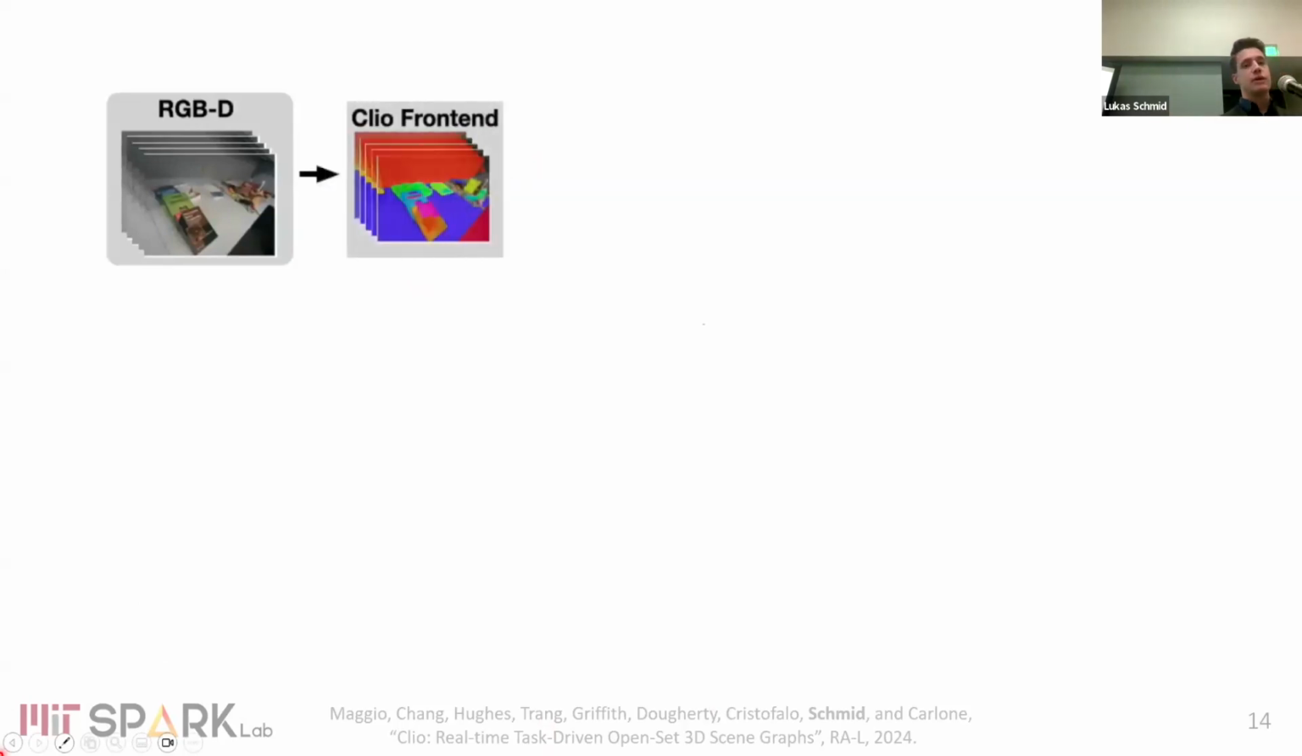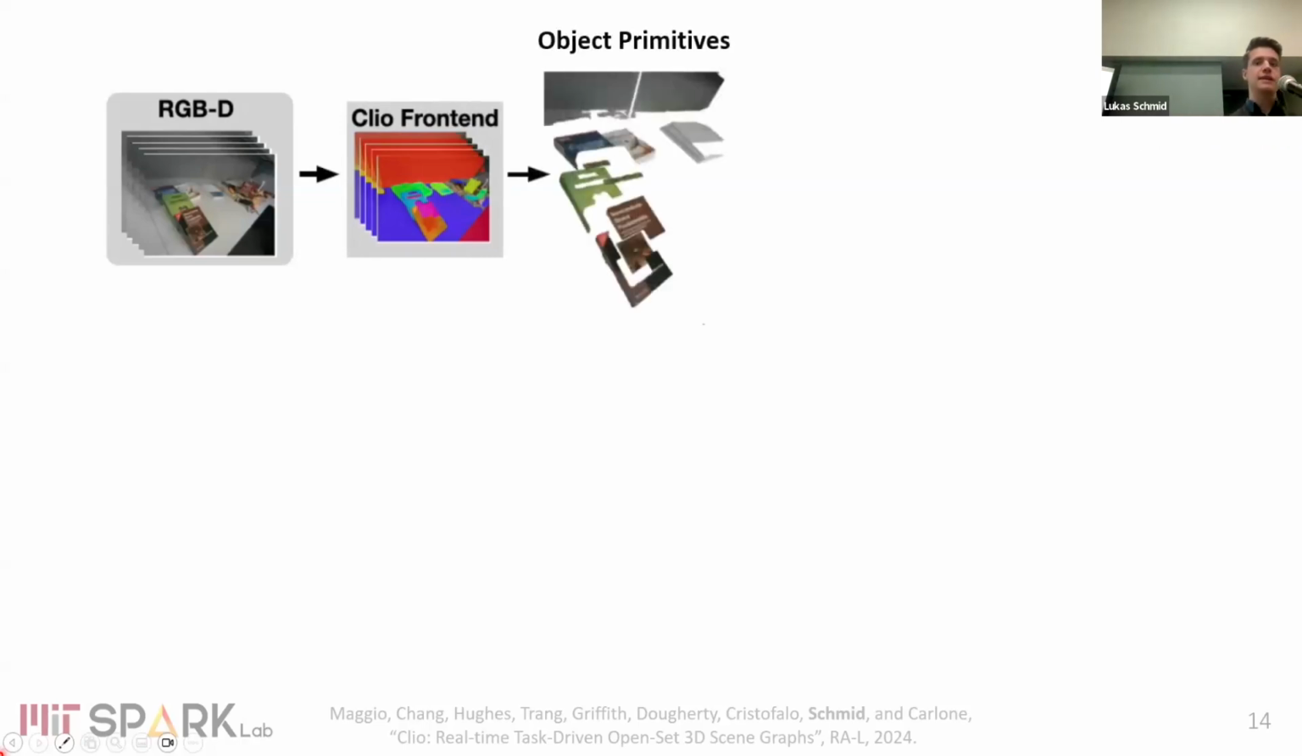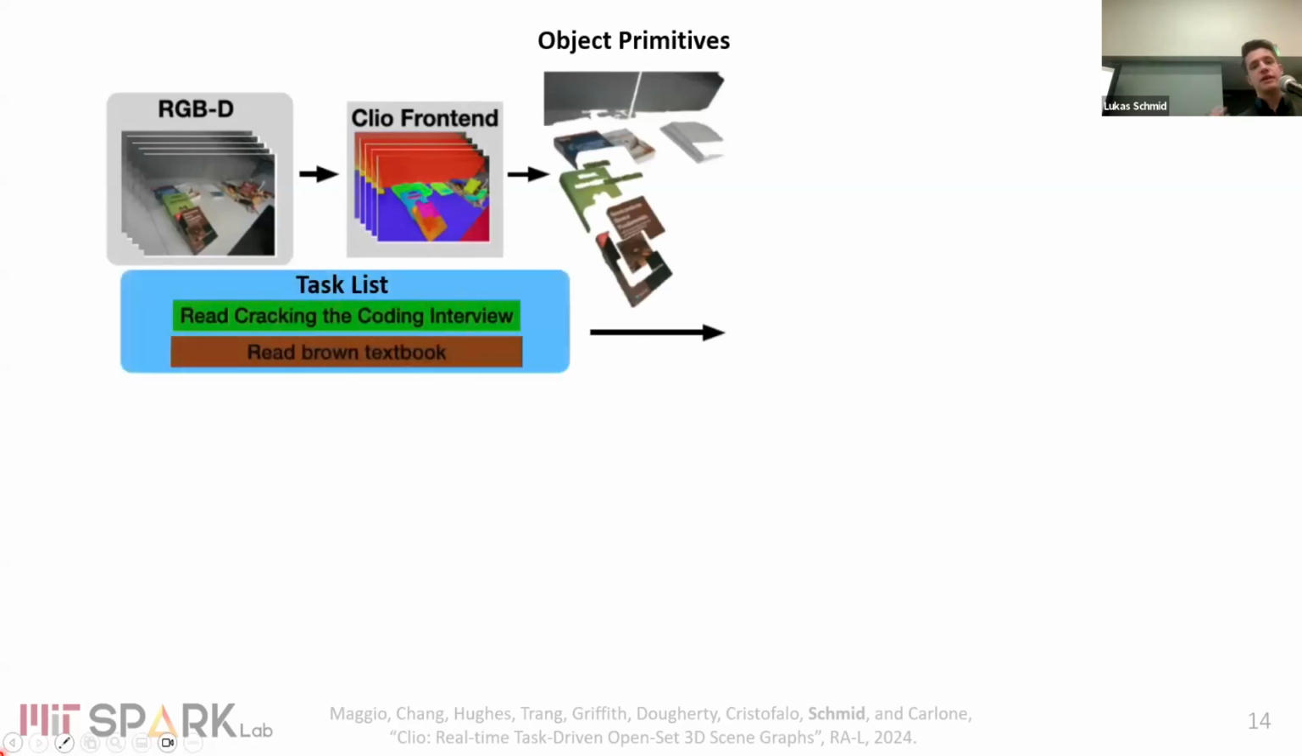And we can actually turn this into a real-time system where we start from the sensor data. We run lightweight foundation models such as SAM and CLIP on these frames. We aggregate them through time and fuse them into what we call object primitives, which is the finest granularity we care about the scene. So the second input to the system is a task list, which we know a priori.